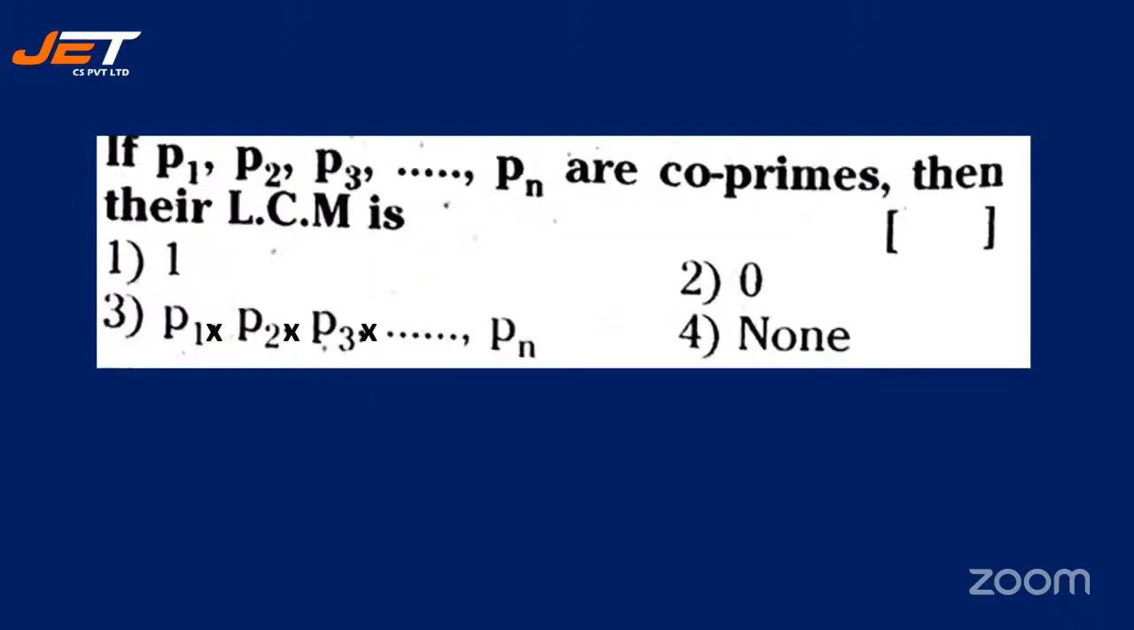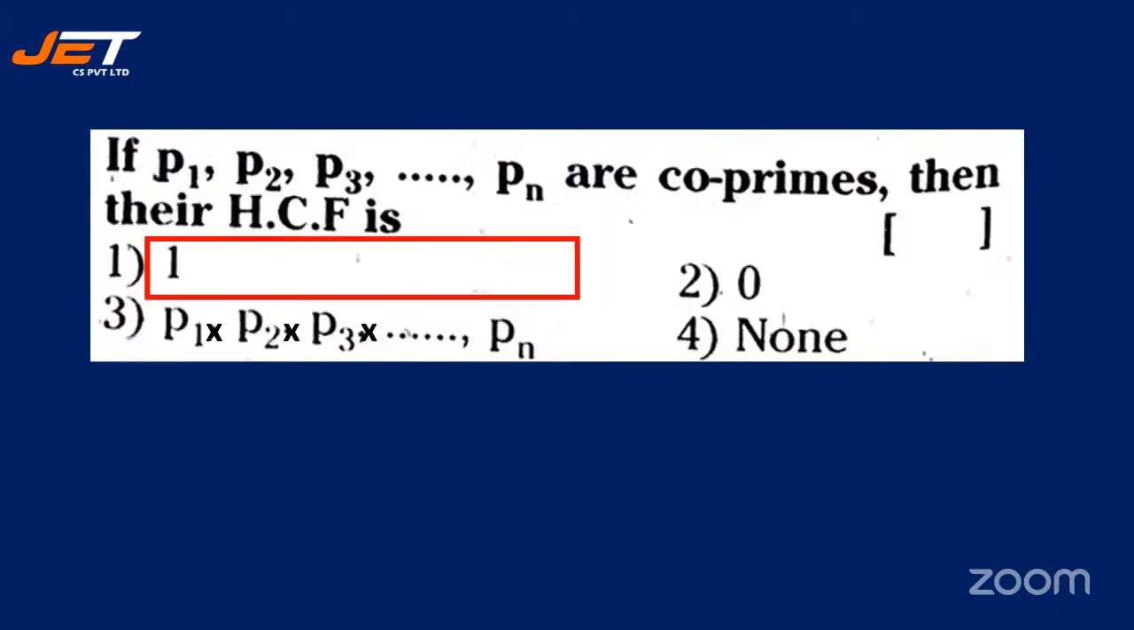So HCF is 1. If P1, P2, P3 and so on to Pn are co-primes, then their LCM is dash. 1, 0, P1 into P2 into P3 and so on to Pn, or none. It is P1 into P2 into P3 and so on to Pn. See the next question. Yeah, I think with this, it gets over.